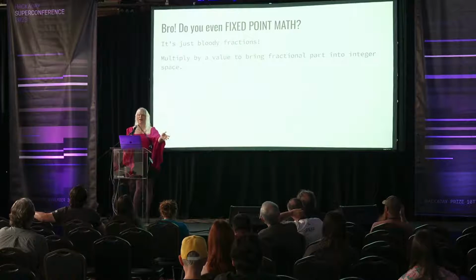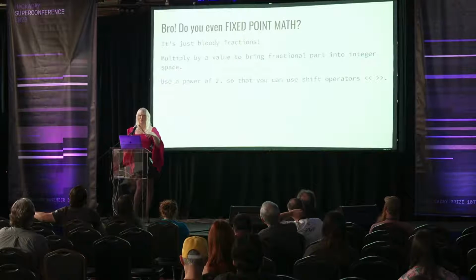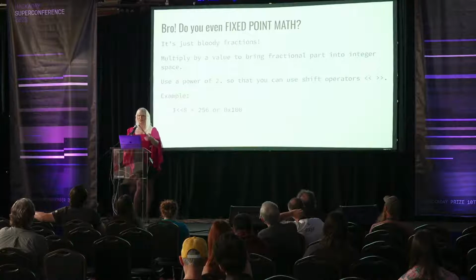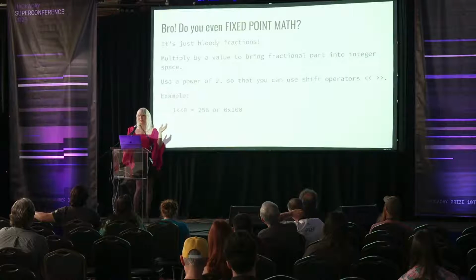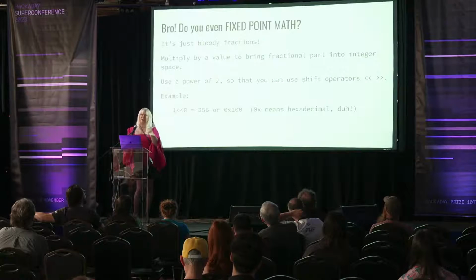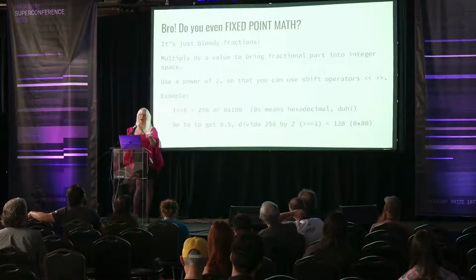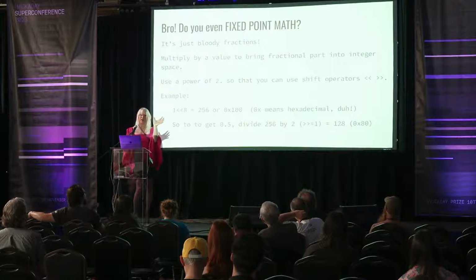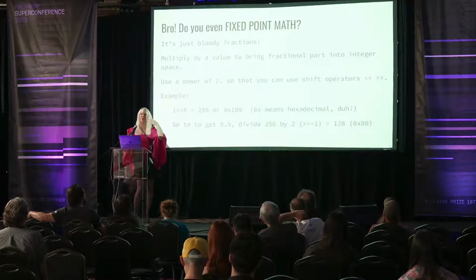You're going to multiply a value to bring the fractional part into the integer range, right? And then if you use a power of 2, you can use shift for that, which is a lot cheaper on microcontrollers. So if you want to have 8 bits of precision, you shift it 8. That's hexadecimal, right? So if you want 0.5, then 128 would be 0.5 if your fixed point is at 8 bits.